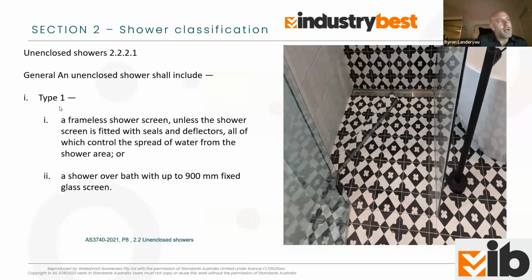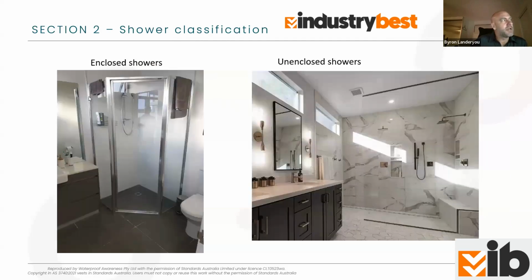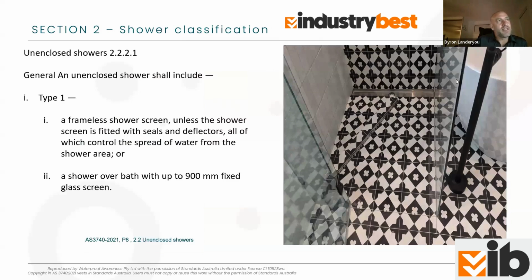So a type 1, here we can see a glass shower screen. It's got no frame on the bottom, or it's not framed. Like this shower screen here. So we can see this one's framed. It's got a hinge door. It's got deflectors deflecting water back into the shower. This one is a semi-frameless or a glass shower screen with hinge doors and deflectors deflecting it back in.